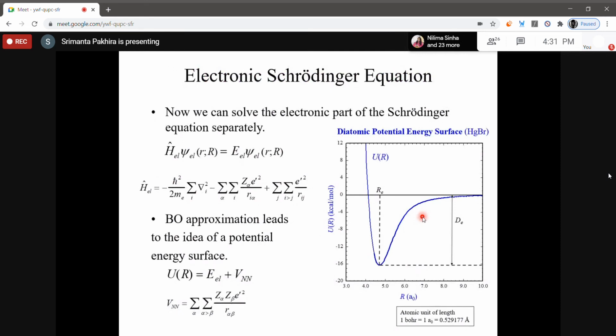After taking into consideration the Born-Oppenheimer approximation, what we can write down for the Schrödinger equation is only the electronic part, H cap El, where El stands for the electronic part, acting on psi El, which gives the electronic energy and the electronic wave function. The Hamiltonian looks like this: the first part is the kinetic energy of the electron, the second part is the attraction between electron and nucleus, and the last part is the electron repulsion.